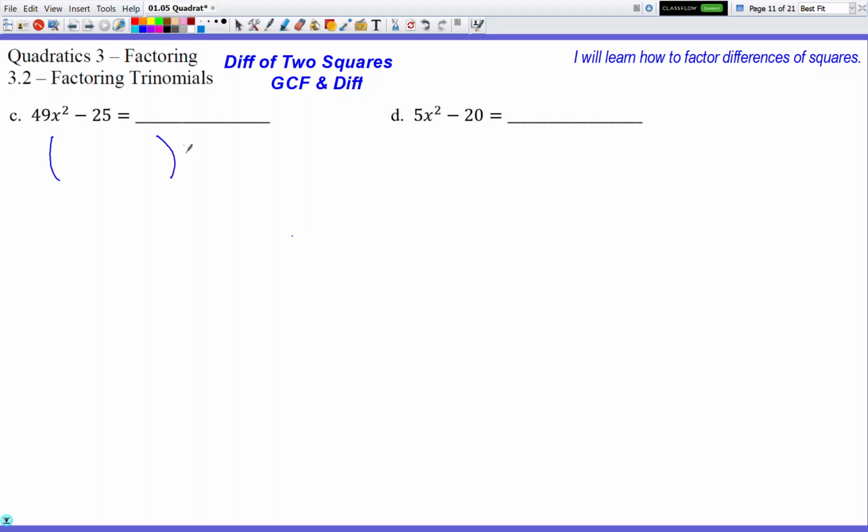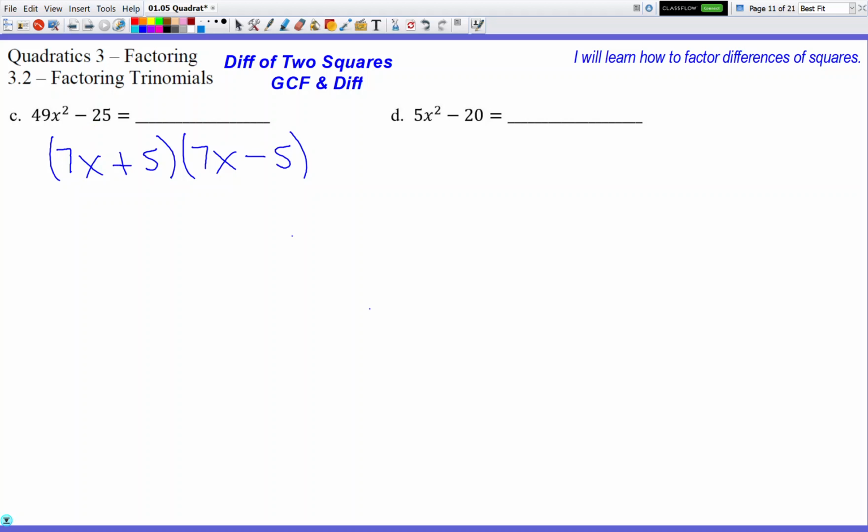What if we ever have a positive sign in between these things? What if it was 49x squared plus 25? Can we do difference of two squares? No, we can't. It has to be a minus sign in the middle. All right, so we're going to put 7x, because that's my perfect squares that made 49x squared. We're going to put 5 and 5 in the back because that's what makes 25. And because it's negative 25, we're going to put positive negative.